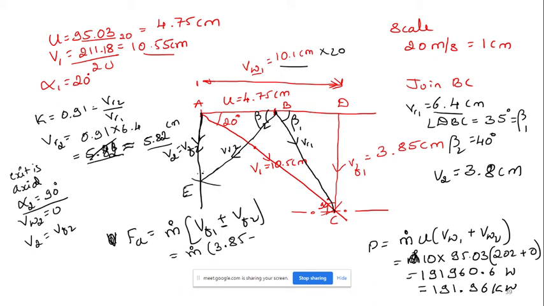Change in velocity, right? What is momentum? What is force? Rate of change of momentum. Correct. It is minus. VF1 minus VF2, 3.8. So how much is this?